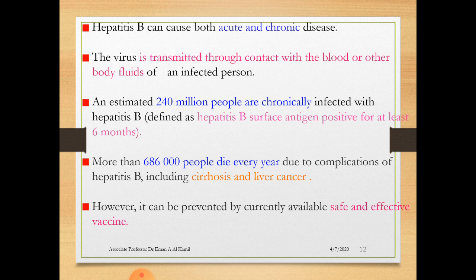So the hepatitis B virus is one of the viruses which cause or lead to cancer. However, it can be prevented. This is an important point: the infection can be prevented by an effective, safe vaccine given early in life.